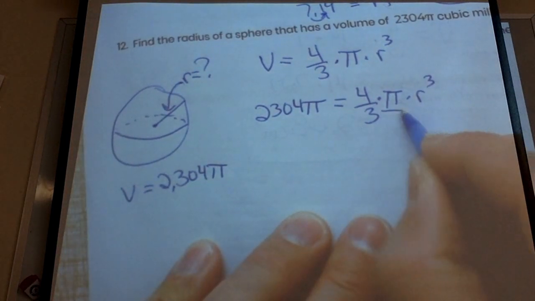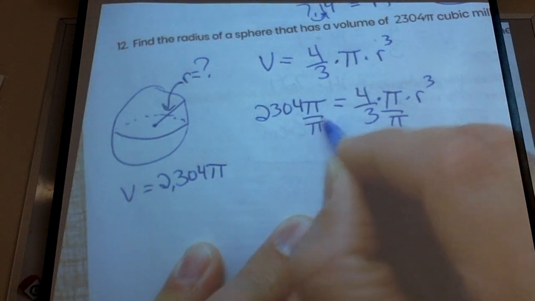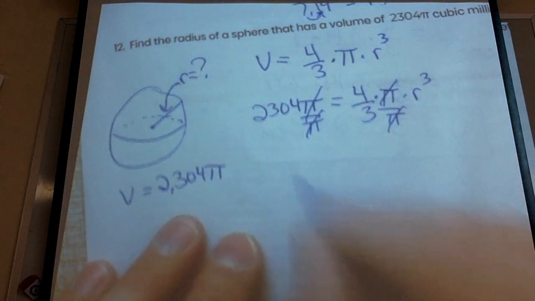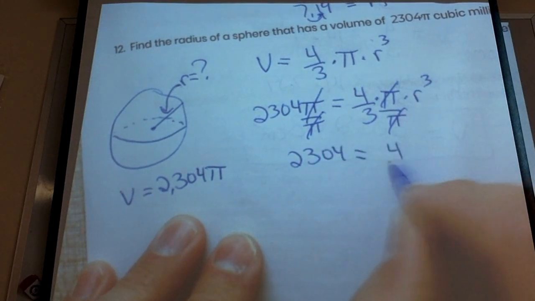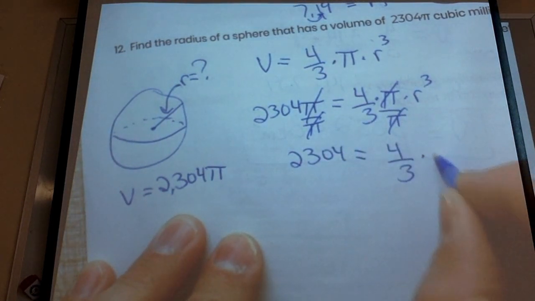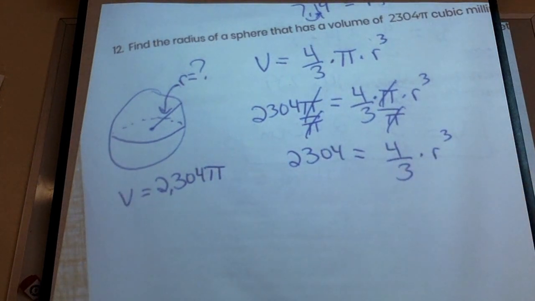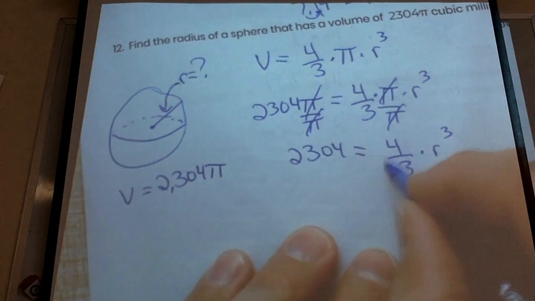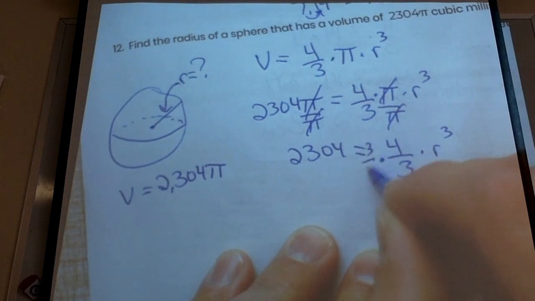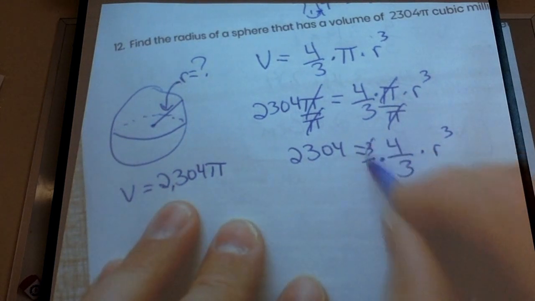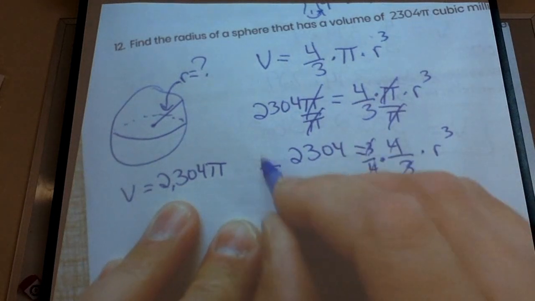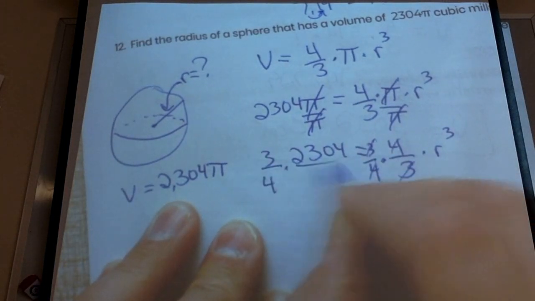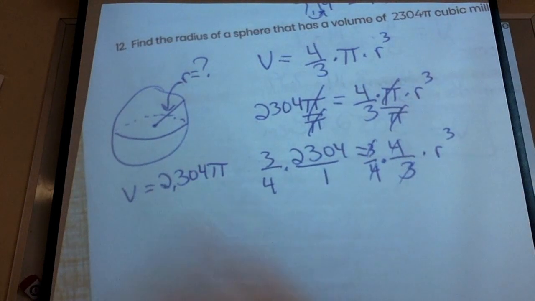All right, I'm going to get rid of my pi. So I'm going to divide by pi, divide by pi. The pi's cancel on both sides. So all we have left is 2,304 equals 4 over 3 times r cubed. I need to get rid of that 4 over 3, so I want to multiply by the reciprocal. What I do to one side, we do the other. So the 3's cancel, the 4's cancel. So it's going to be 3 over 4 times 2,304 over 1.